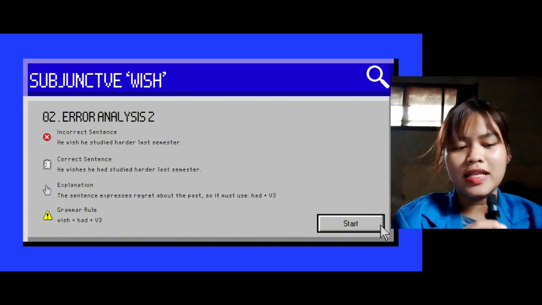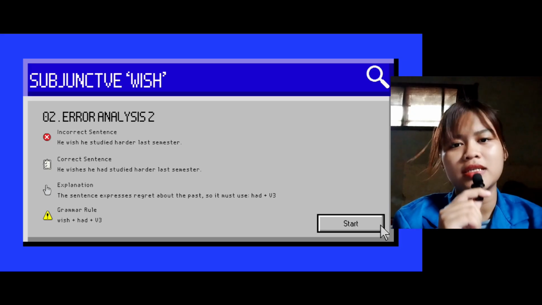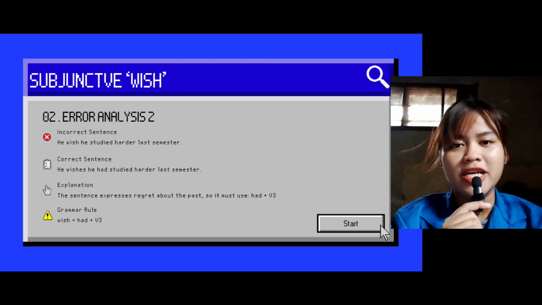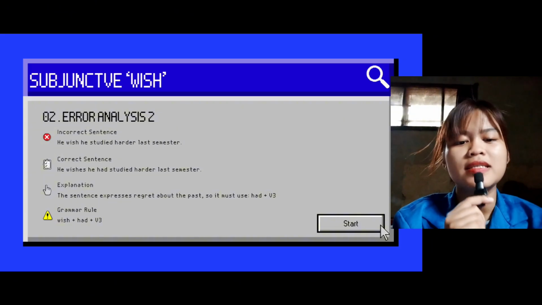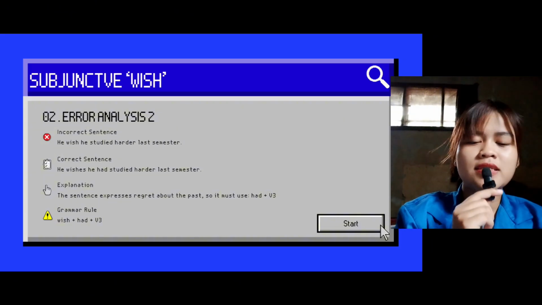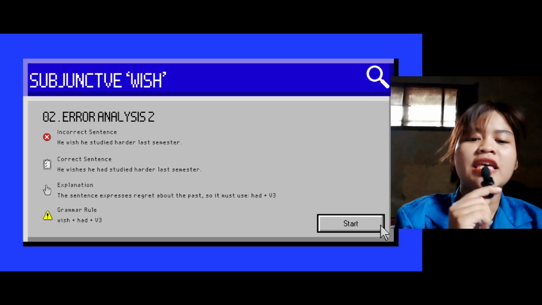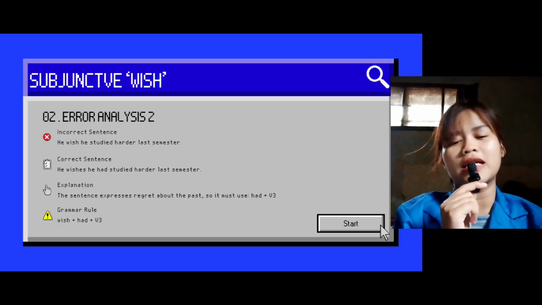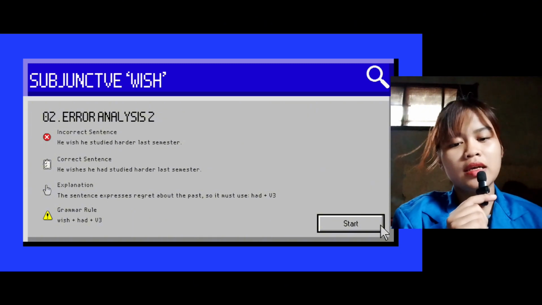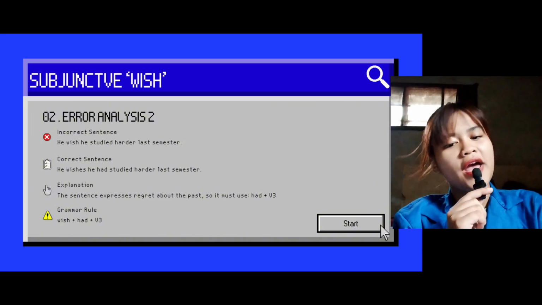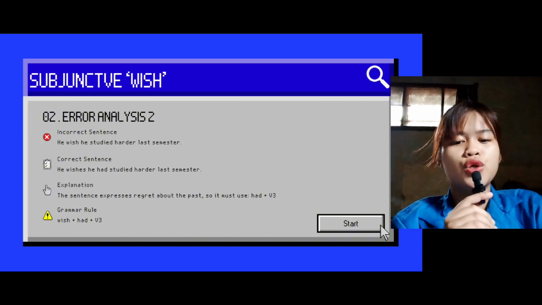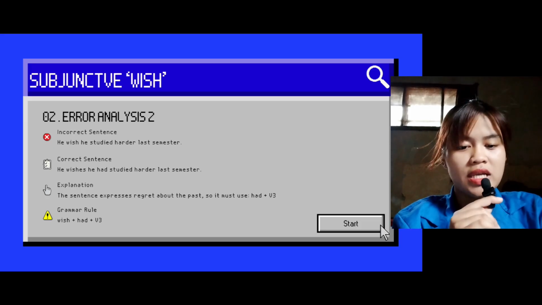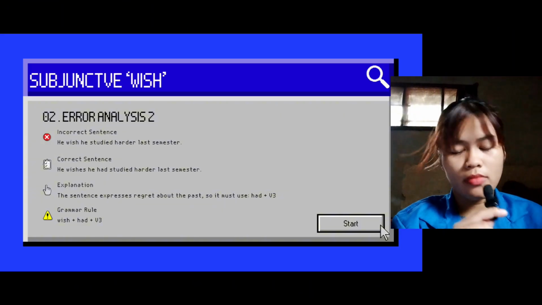The second analysis, the incorrect sentence says he wished he studied harder last semester. Correct sentence says he wished he had studied harder last semester. Explanation: the sentence expresses regret about the past, so it must use had plus verb 3. Grammar rule: wish plus had plus verb 3.